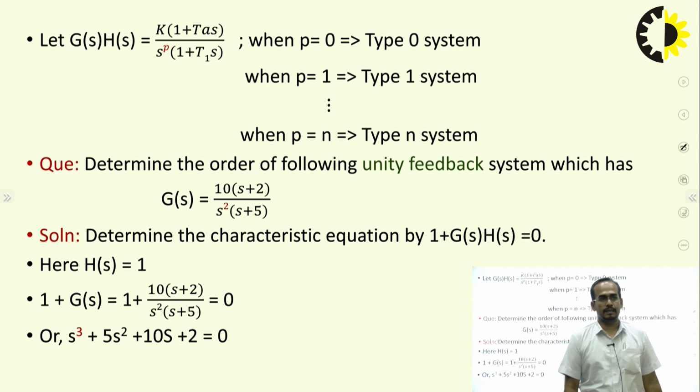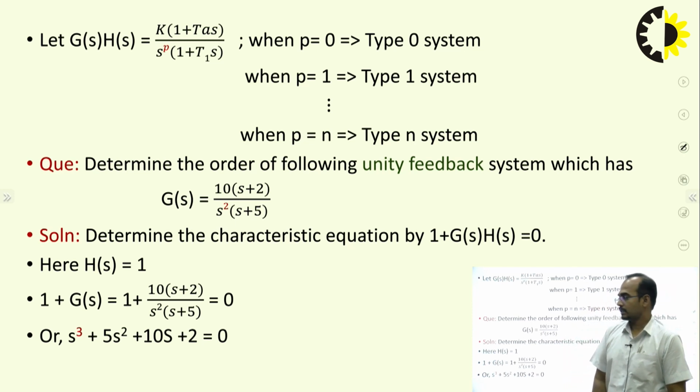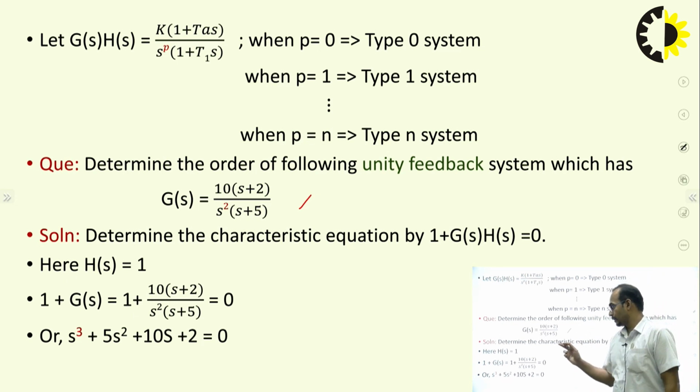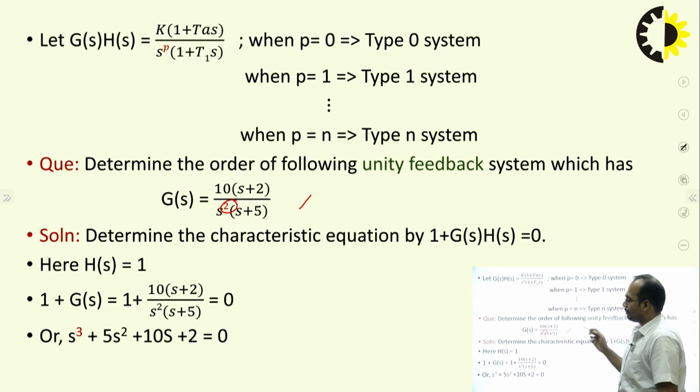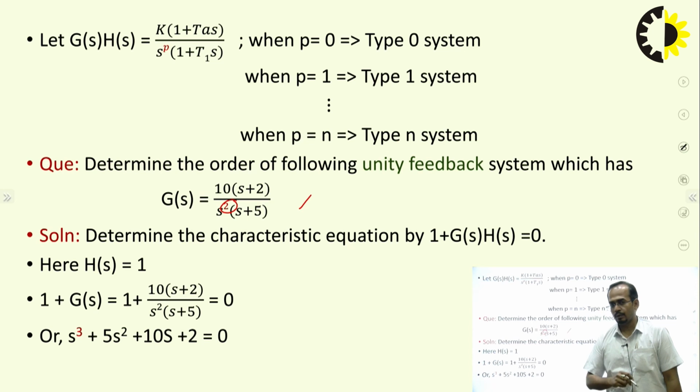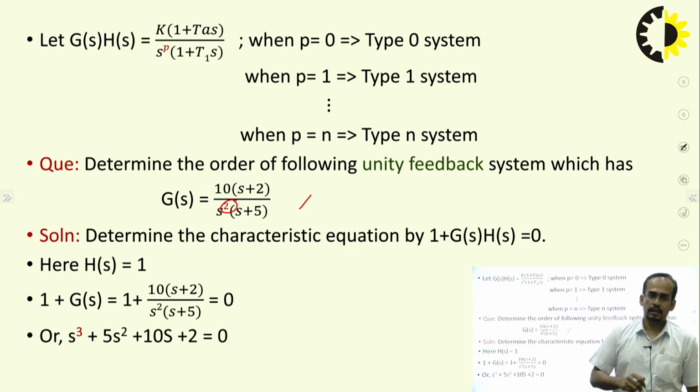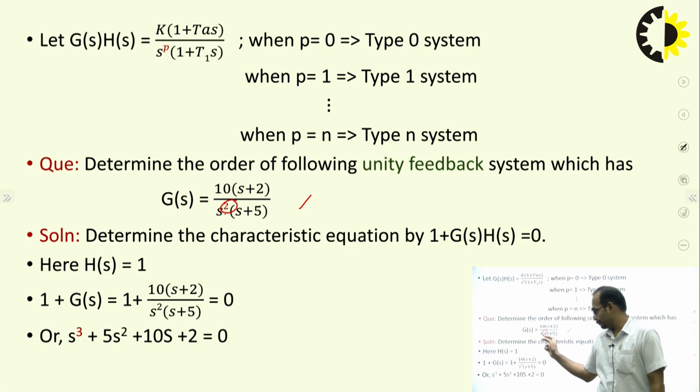Let us take an example. Suppose G(s) is equal to 10(s+2) upon s square (s+5). From this equation you have to identify the type and order of the system. It is clear that this is a type 2 system because the number of poles occurring at the origin is 2. And how will you identify the order of the system?